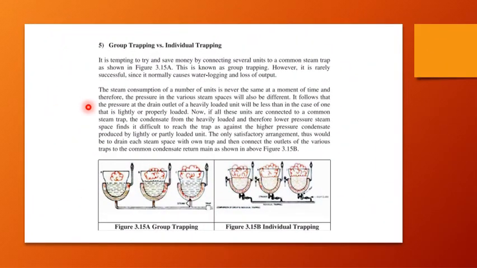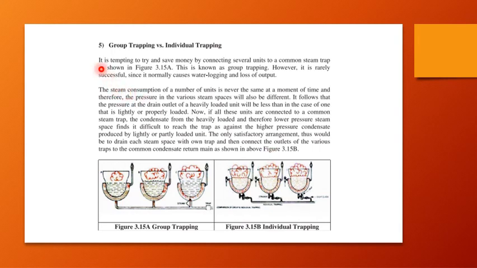The other area of concern is group trapping versus individual trapping. Basically, in the case of group trapping, a number of units are connected to a single trap, while in the case of individual trapping, each unit has one single trap linked with it. Just to save money, a lot of industries go for a single trap and connect a number of units to it. This system is a bit expensive, that can be understood, but compared to it, the individual trapping system is a better, or more efficient, arrangement.